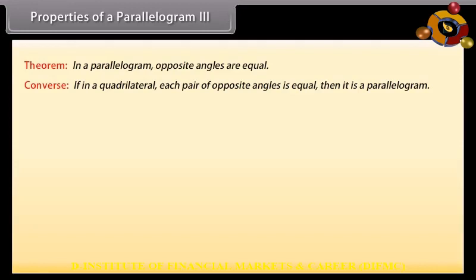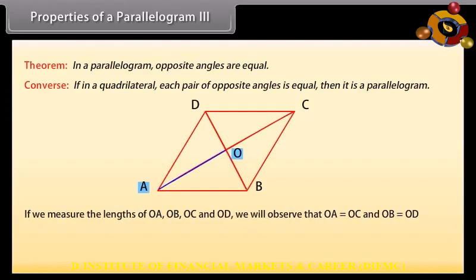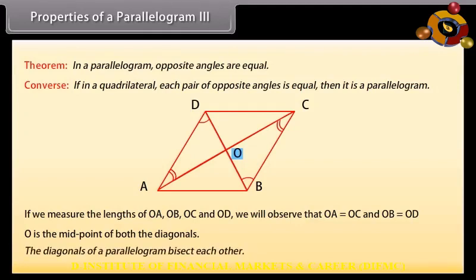Now let us find one more property. Draw a parallelogram ABCD and draw both its diagonals intersecting at the point O. If we measure the lengths of OA, OB, OC and OD, we will observe that OA is equal to OC and OB is equal to OD. Or we can say that O is the midpoint of both the diagonals. If we repeat this activity with more parallelograms, we will find that O is the midpoint of both the diagonals. This gives us a new theorem which says the diagonals of a parallelogram bisect each other.